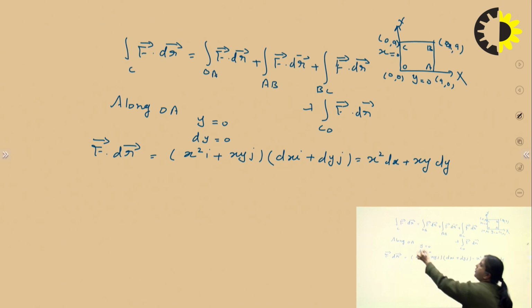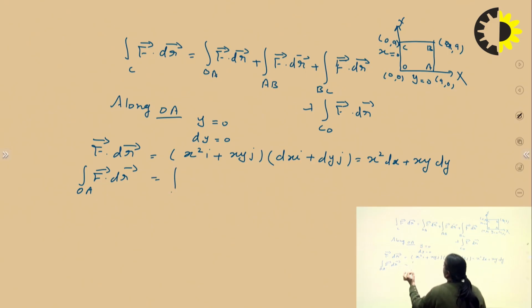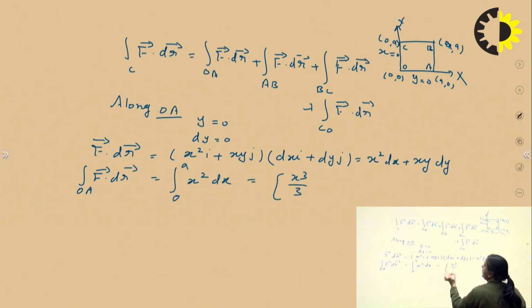Now along the line OA, y will be 0 and dy will be 0, so in F dot dr the second term will be 0. We only have to integrate x square dx, and the limit of x will be 0 to a. So the value will be x cube by 3 for the limit 0 to a, that will be a cube by 3.